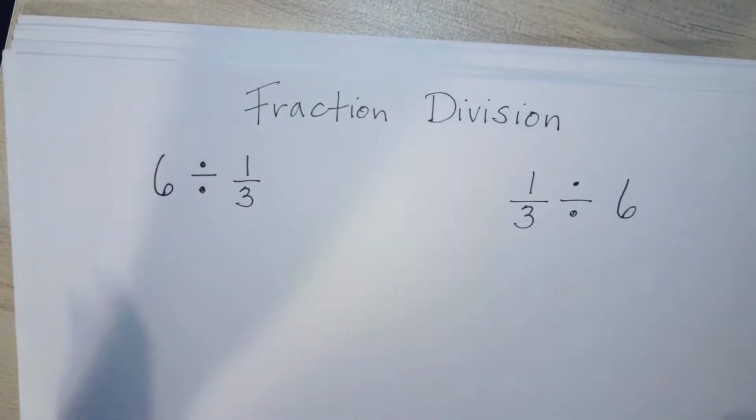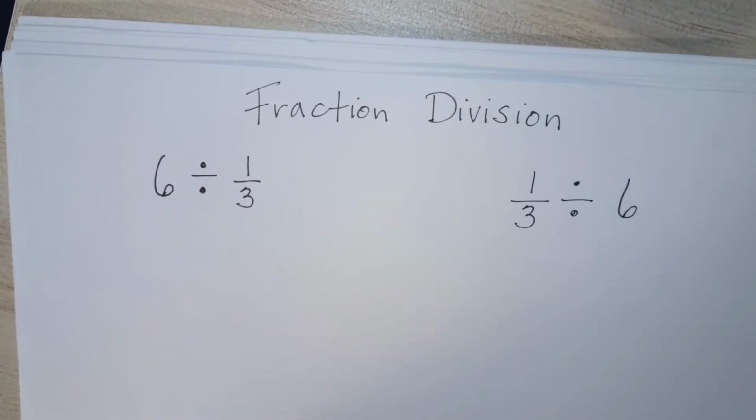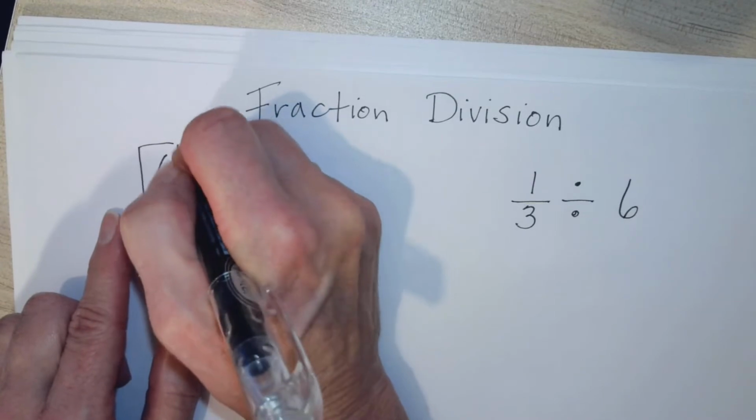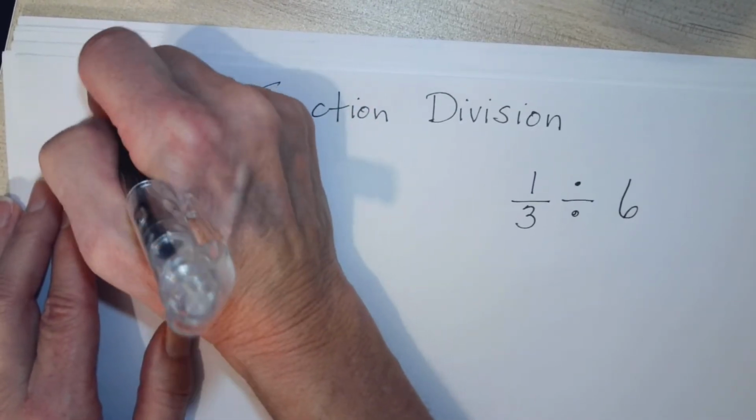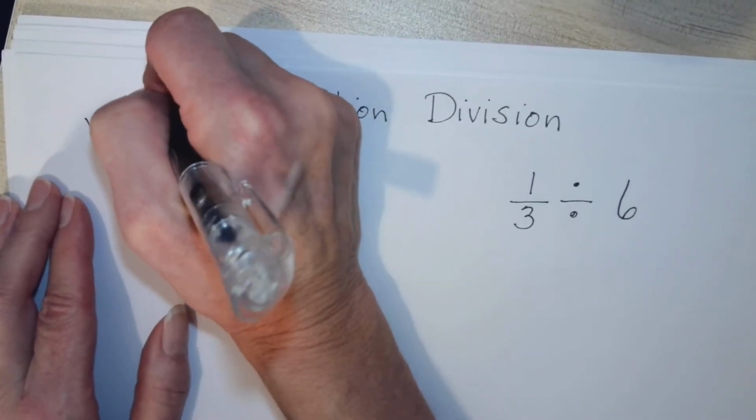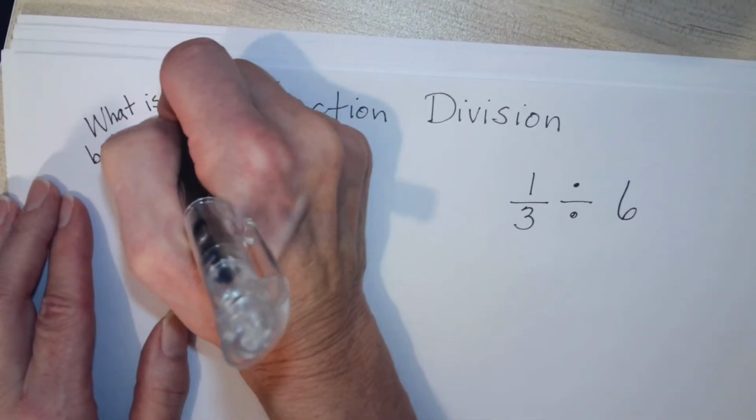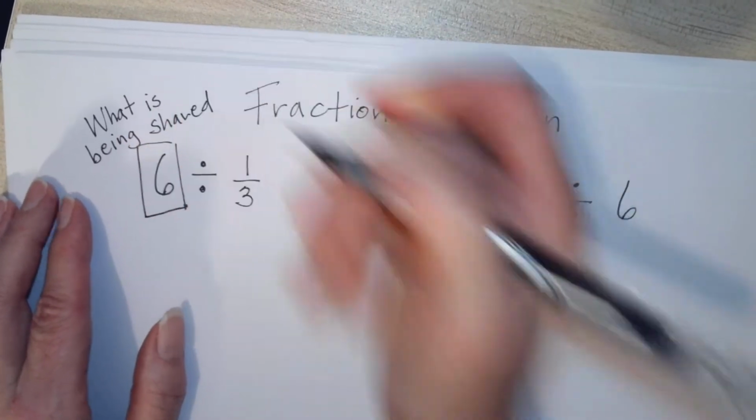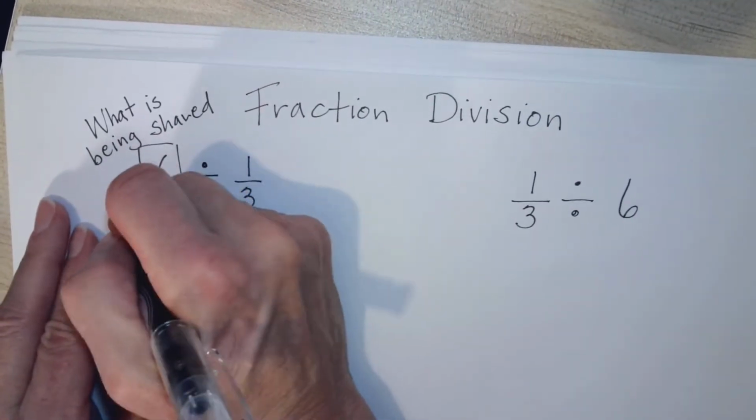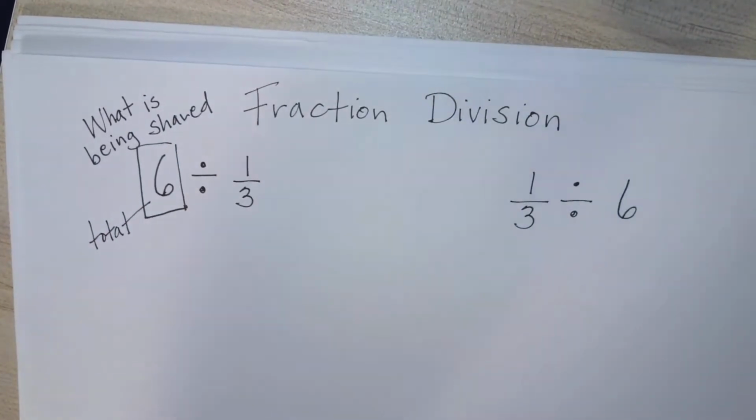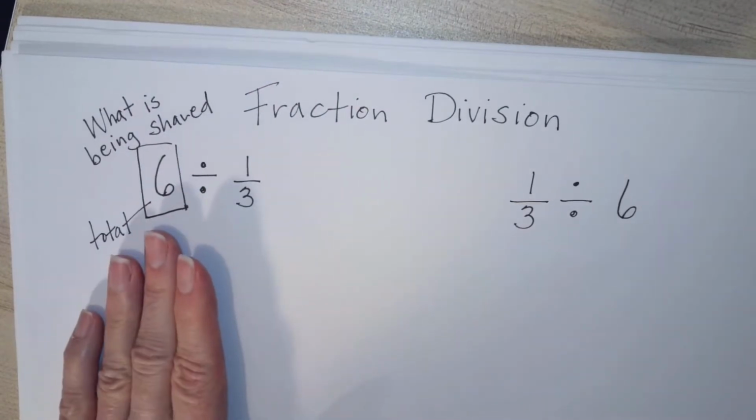Now if you're still confused about this, you might say, Ms. Mab, these are the same problems. Well, I'm going to show you and remind you how they're not. Okay, so this first number is showing what is being shared, because when we divide, that's what we're doing. It's also the total of what is there to share. So there's 6 wholes of something.